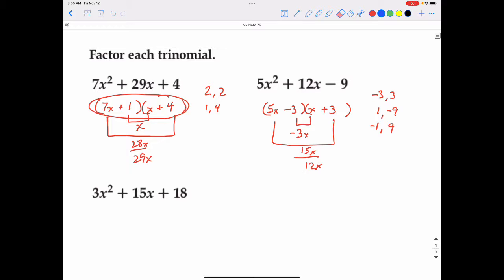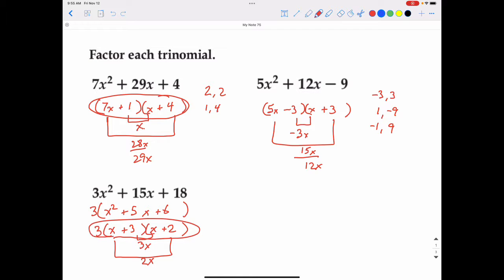3x squared plus 5x plus 18, can I do a distributive property? Yes, I can. So I can factor out a 3, leaving us with x squared plus 5x plus 6. And then check to see if what's in parentheses can be factored again. And we've got x and x, and factors of 6 that help me add up to 5 would be 3 and 2. So 3x and 2x, that does add up to the 5x that I need right here. So that means I do have the correct answer, and the correct factorization is right there.